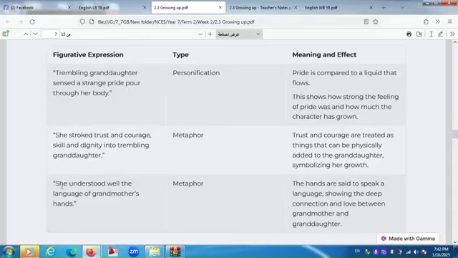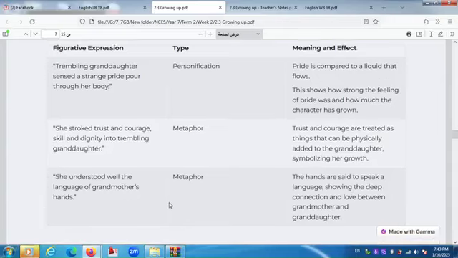Another metaphor: she understood well the language of grandmother's hand. Do we have any language for the hands? It is a metaphorical image to show that the hands are speaking a language. Okay? It could be a personification as well, showing the deep connection and the love between grandmother and granddaughter. Her hands are talking. Okay?